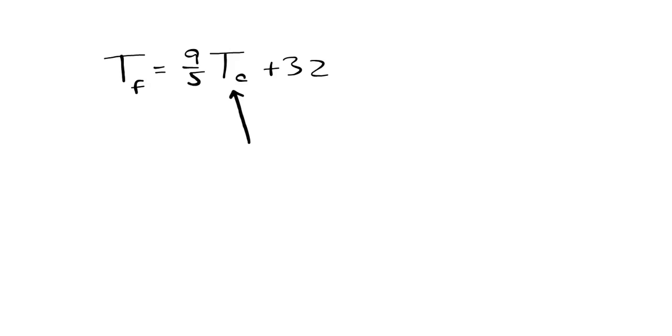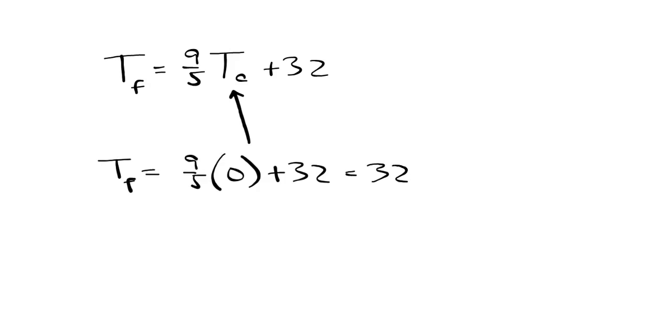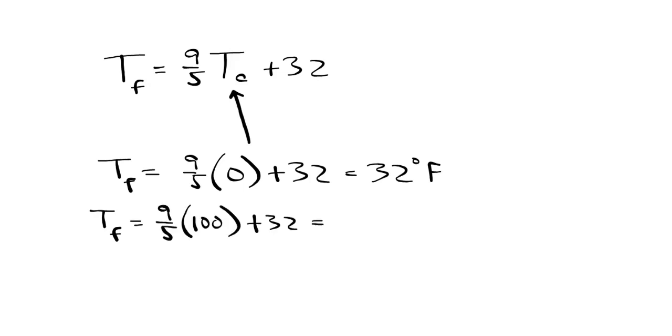For example, again, the temperature for freezing in Celsius is 0. If I plug a 0 into this formula, I wind up with 32 degrees Fahrenheit, which is exactly what it's supposed to be. If I plug in the boiling point of Celsius, which is 100, 9/5 times 100 is 180, plus 32 is 212. So this matches up really nicely.